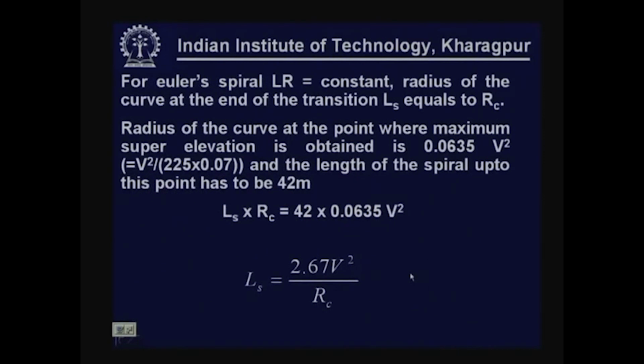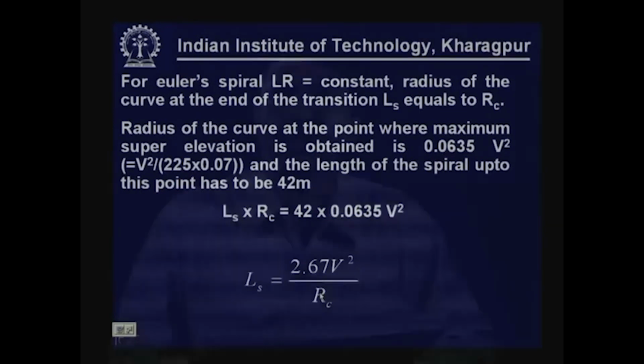Now, because LR is constant, radius of the curvature at point where maximum superelevation is obtained is 0.0635 V square. This is obtained considering 75% of the design speed IRC provision. So, V square by 225 R equal to E. So, R is V square by 225 into E. This E value is 7%. So, that means Ls into R equal to this one and Ls equal to 2.67 V square by R. So, you must be careful when you are using this empirical formula, because a lot of assumptions are involved and have gone inside it.